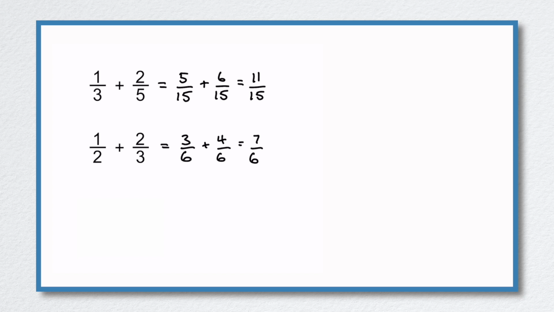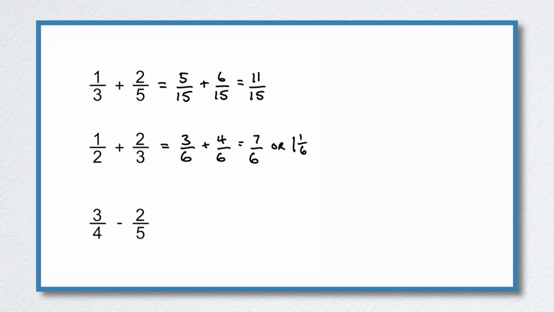We have an improper fraction. You may be required to write that improper fraction as a mixed number. 7/6, I'm thinking 7 divided by 6 is equal to 1, remainder 1. So 7 over 6 can be written as 1 and 1/6.